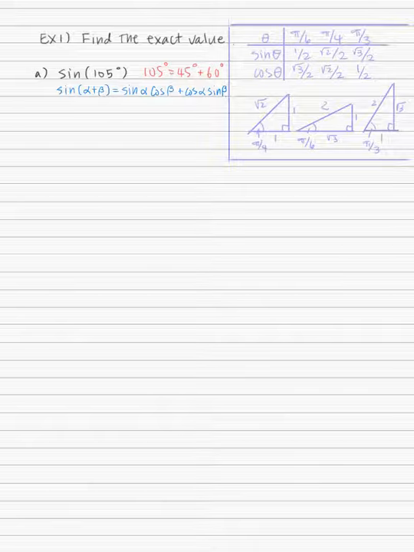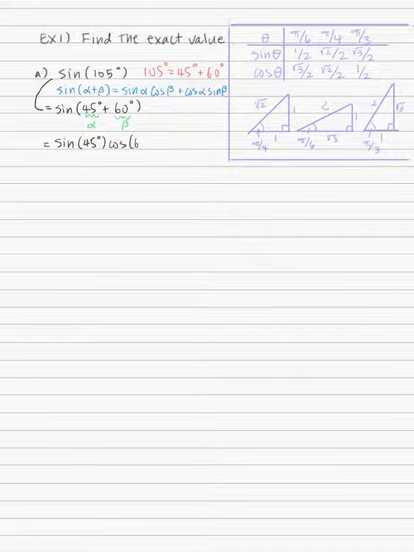So let's try to do this. Sine of 105 degrees is the same thing as sine of 45 degrees plus 60 degrees. So 45 degrees is going to become your alpha, and your beta is going to become your 60-degree angle. Let's follow the formula. This is going to be sine of 45, cosine 60, and then plus cosine of 45, and I'm running out of room, and sine of 60.